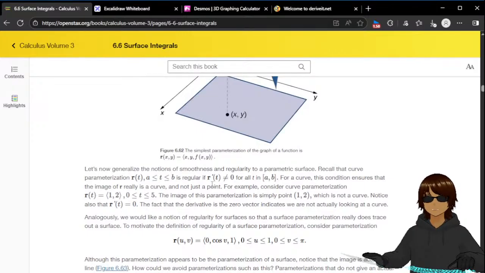For a curve, this condition ensures the image of r is really a curve and not just a point. For example, consider the curve parameterization r(t) = <1, 2>. The image of this parameterization is simply a point (1, 2), which is not a curve.